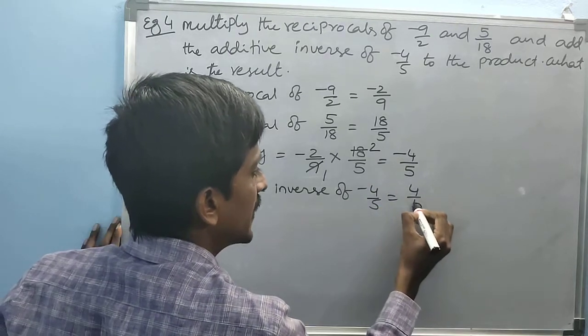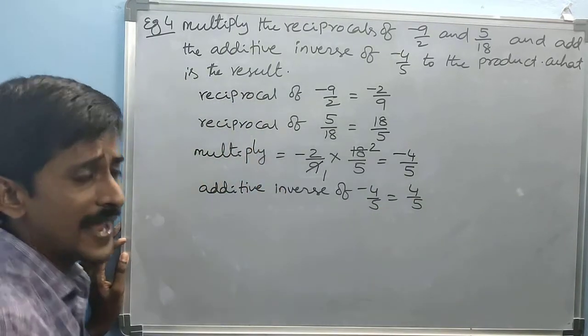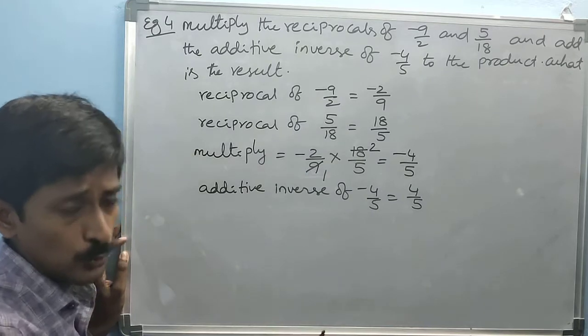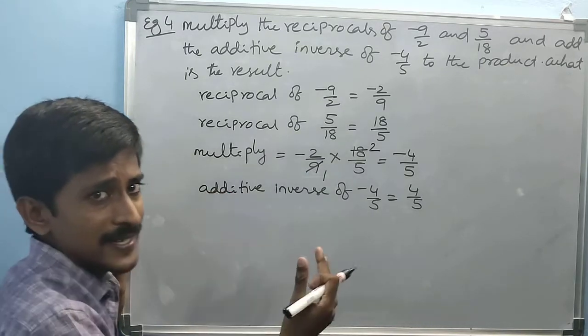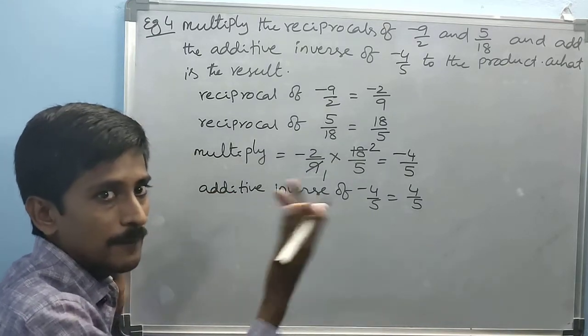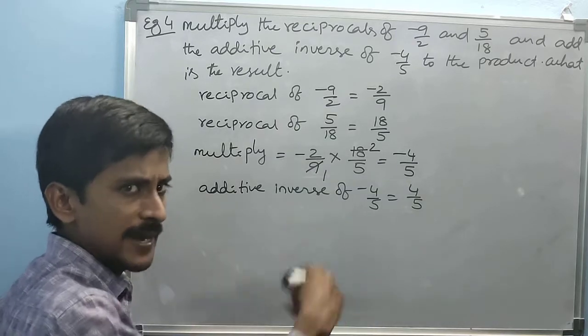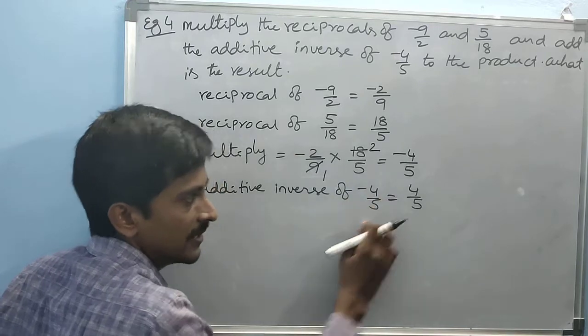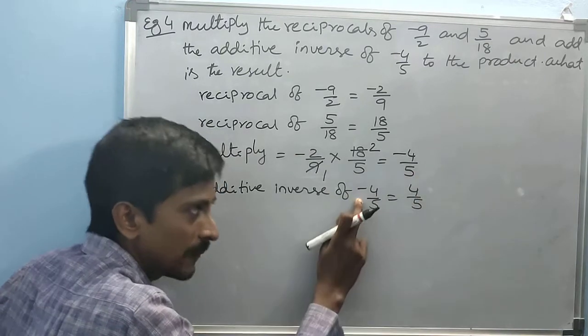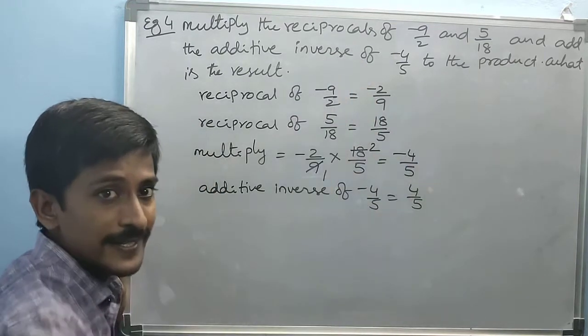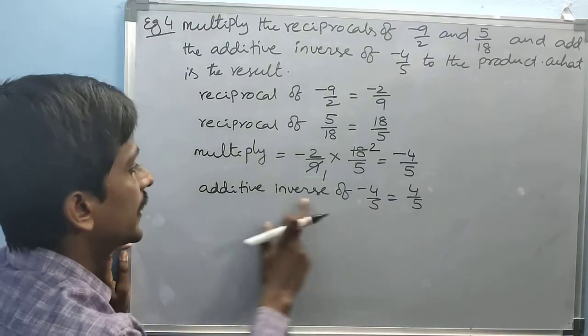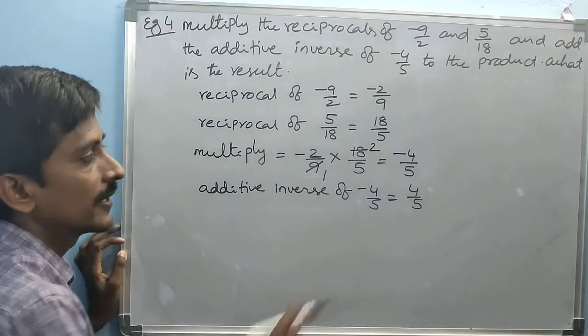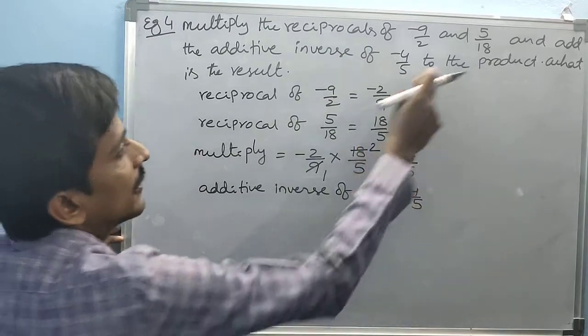Plus 4 by 5. Yesterday I explained that in example 2. The same: if minus is given, you write plus. If plus is given, you write minus. Same number. Additive inverse means if the minus symbol is given, you write plus; if the plus symbol is given, you write minus. Okay. Additive inverse of minus 4 by 5 equals 4 by 5.